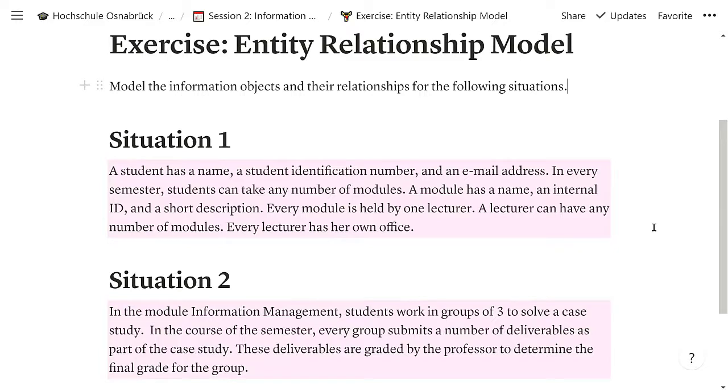Okay, so now that we already have some experience from situation 1, we'll tackle situation 2, and I'll read it out loud again. So the situation is as follows. In the module Information Management, students work in groups of 3 to solve a case study. In the course of the semester, every group submits a number of deliverables as part of the case study. These deliverables are graded by the professor to determine the final grade for the group.